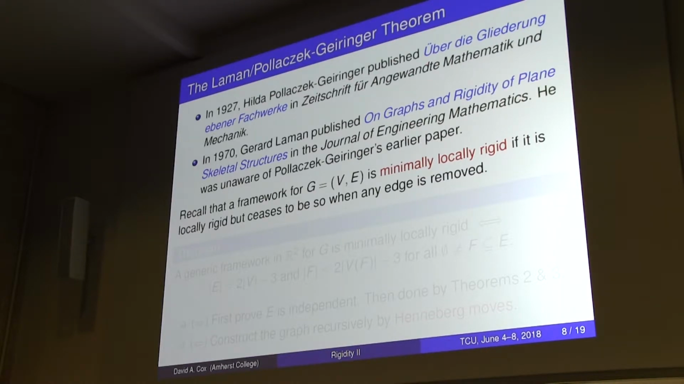And then Laman in 1970, on graphs and rigidity of plane skeletal structures in the Journal of Engineering Mathematics. And of course, he was completely unaware of the earlier paper, so everybody would call it Laman's theorem. And it was, I think, only a couple of years ago that they discovered this paper from 1927. And remember that I have the idea of minimally locally rigid, and remember that's where it's locally rigid, but ceases to be so if any edge is removed.